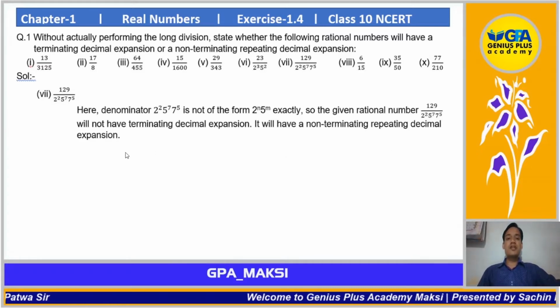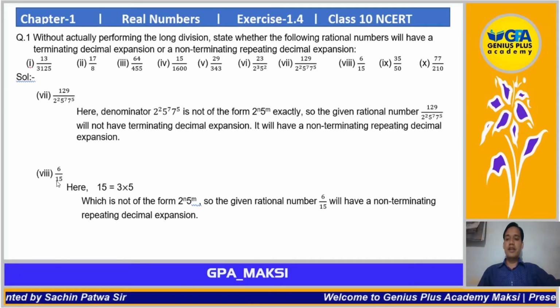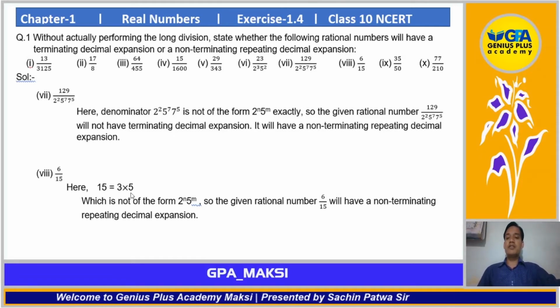Now our next question is question number 8, 6 by 15. So आइए चलते हैं इसके सॉल्यूशन की ओर. In question number 8, our denominator is 15 and its prime factorization is 3 into 5. So it is also not in the form 2 raised to n, 5 raised to m. So it is not a terminating decimal expansion. So the given rational number 6 by 15 will have a non-terminating repeating decimal expansion. Pause the screen and note it.